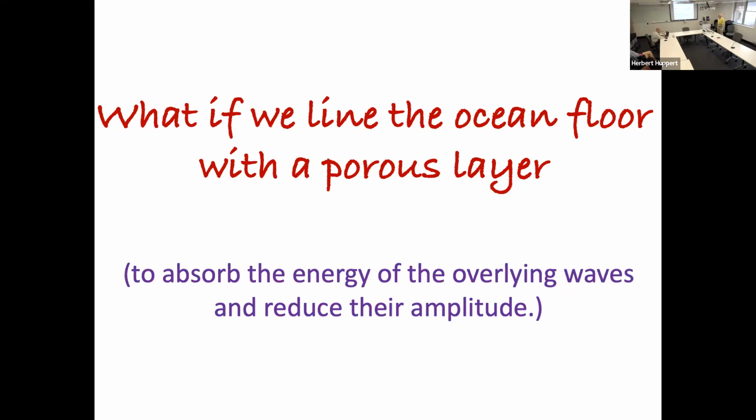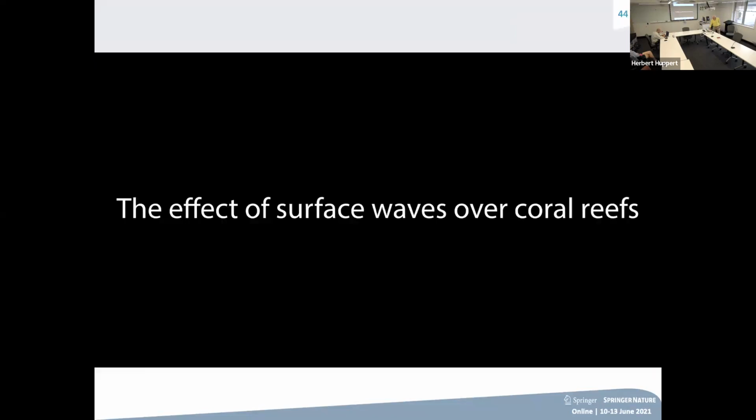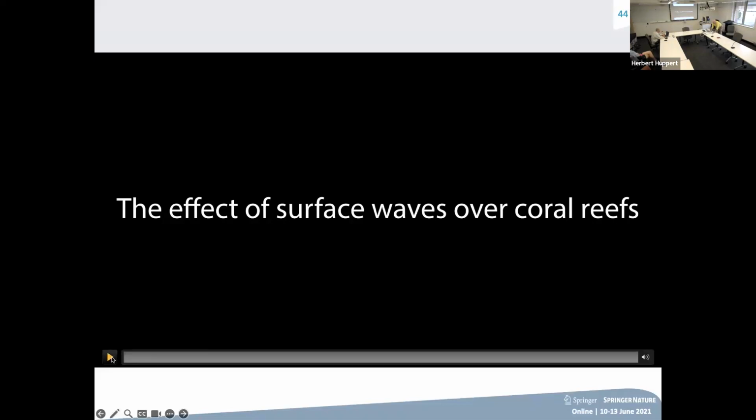So the idea would be that this porous layer on the ocean floor would absorb the energy of the overlying waves and reduce their amplitude. Well, of course, the idea is exactly the same as before. Here we use the equations that I've already told you. And let me show you a movie of a lab experiment showing you what will happen.